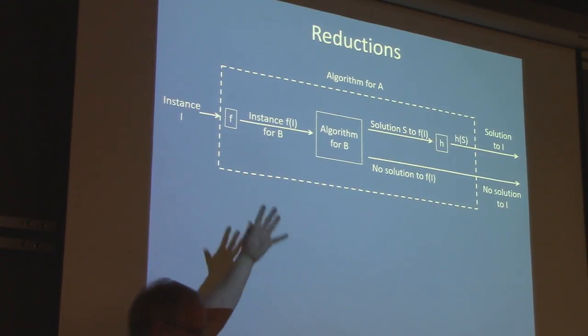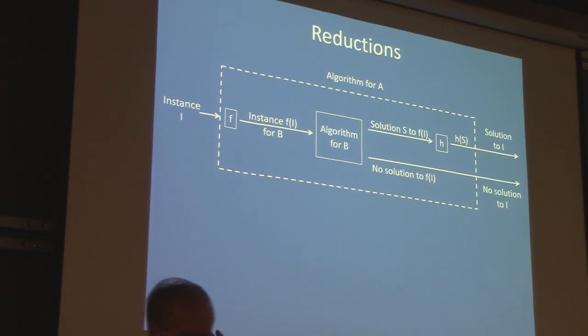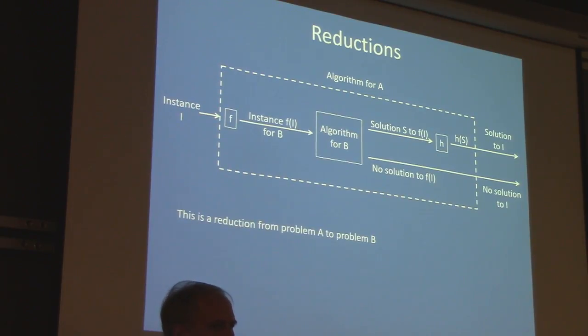You've got some algorithm you want to use, so you've got to dance a little bit to make it work. That's called a reduction from problem A to problem B.